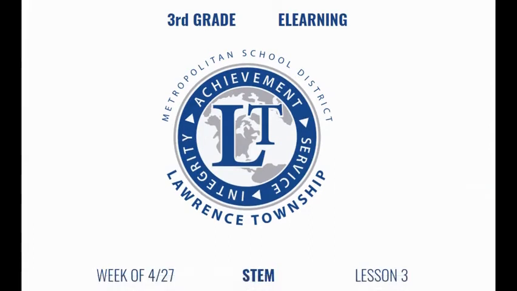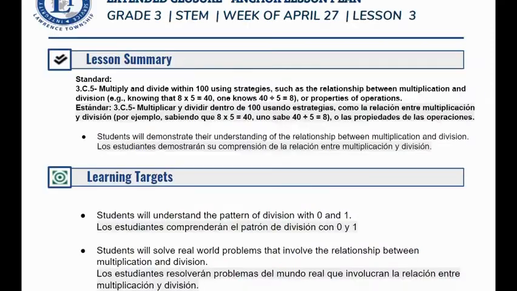This video was created for 3rd grade during the week of April 27th. Our focus will be STEM Lesson 3. In this lesson, students will demonstrate their understanding of the relationship between multiplication and division. The learning targets are: students will understand the pattern of division with 0 and 1. Students will solve real-world problems that involve the relationship between multiplication and division.